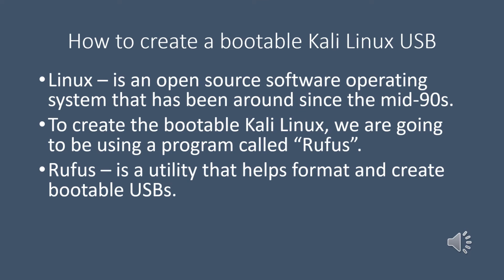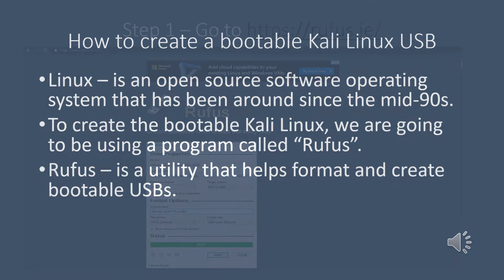Now some of you may not know this, but Linux has been on the market since the 90s, so it has been out there for a relatively long period of time. So in order to create our bootable USB, we are going to be using a program called Rufus. It is a utility program that helps turn USBs and format them into bootable USBs for multiple operating systems.